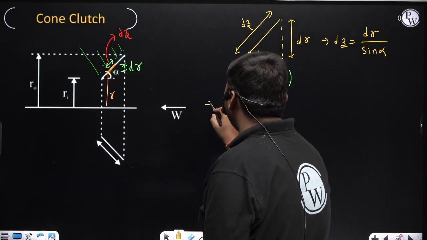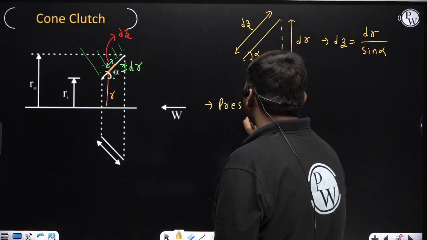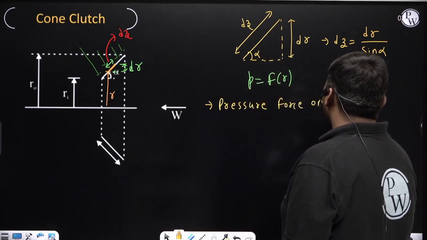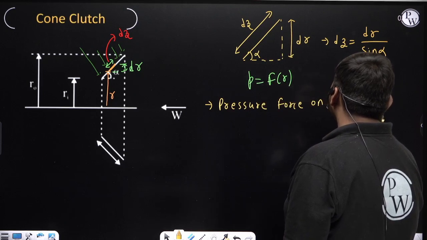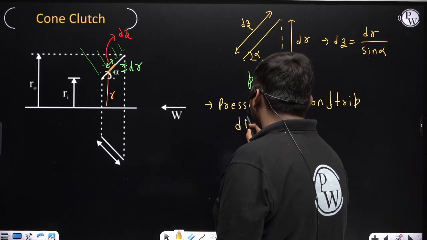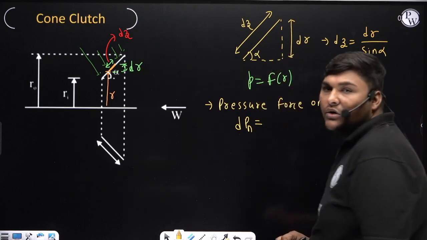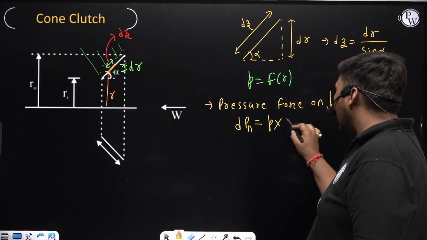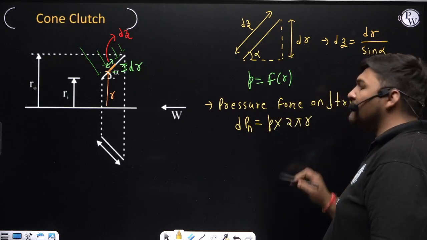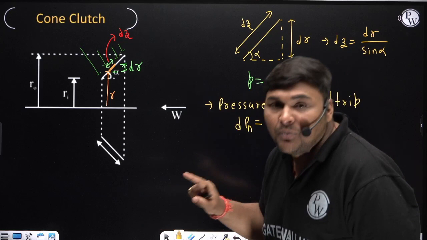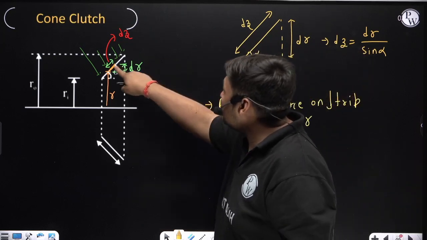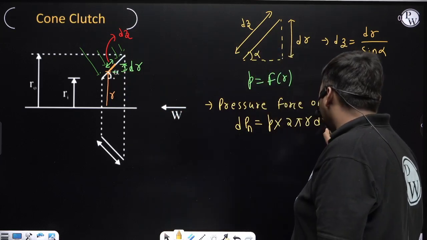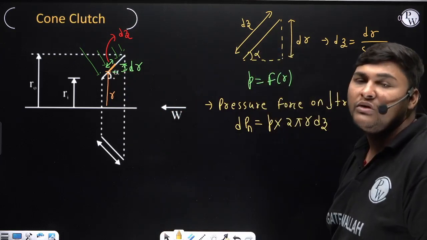So first I am calculating pressure force on strip. The expression of pressure force on strip will be, suppose I denote this pressure force as dpn, pressure into area of strip. Pressure is small p at a distance r, and area of strip will be, since radius is r, 2 pi r into thickness of strip. And what is the actual thickness of strip? It is dz, because this is the strip. So the thickness of strip is dz. So it is the expression of pressure force on strip.